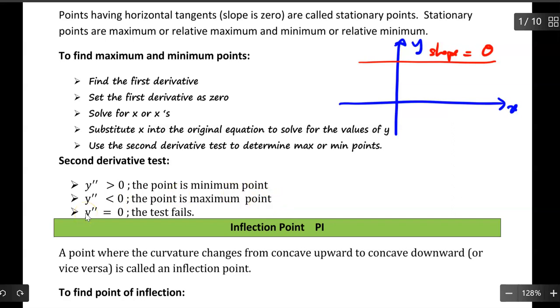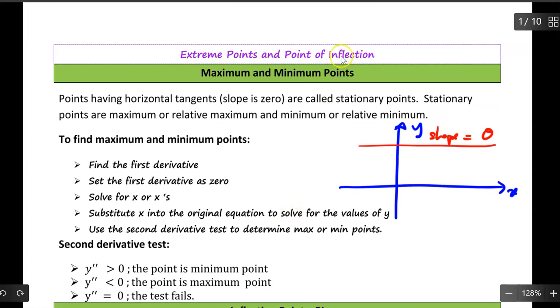If you find the second derivative, evaluate at the value of x, and it is equal to 0, then this test fails. And we have to use a different method. However, we are not going to mention that method in this lesson. And when I give you a question to work with, I will make sure that this test will work. Alright? Okay.